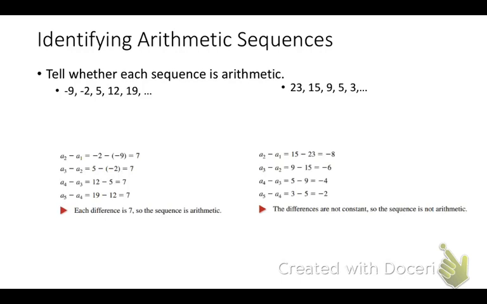So it will be arithmetic if that difference, the jump from one to the next, is the same value. Okay? Whereas the one on the right is not going to be arithmetic because it goes negative 8, negative 6, negative 4, negative 2. It's going down by a different number every single time.